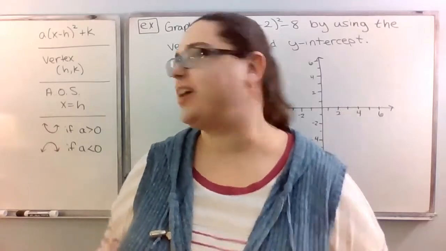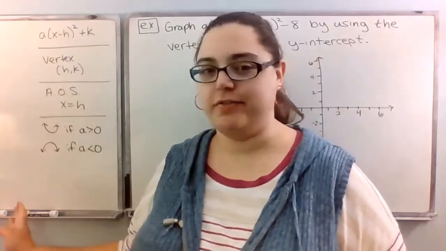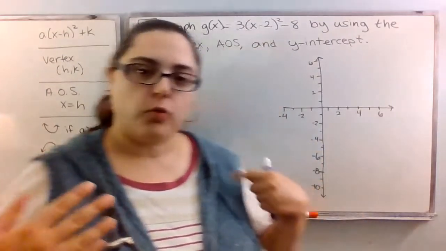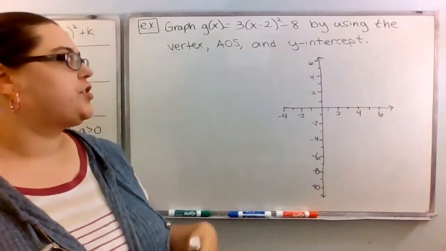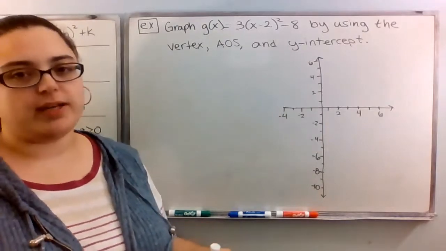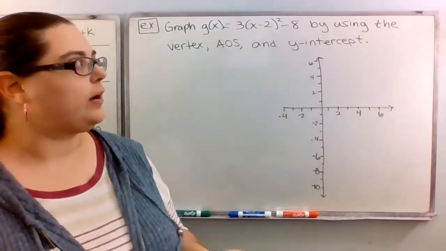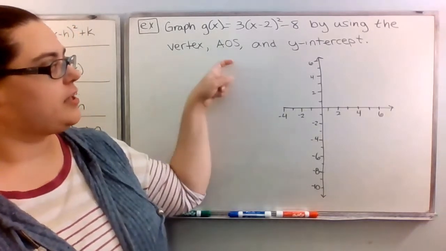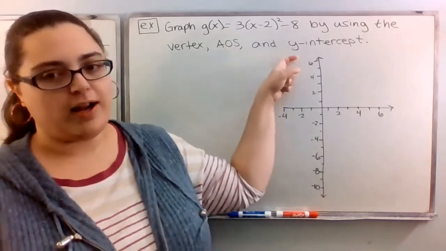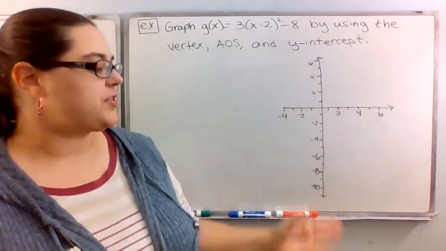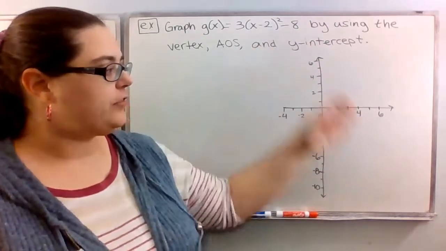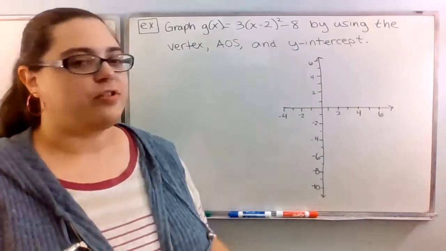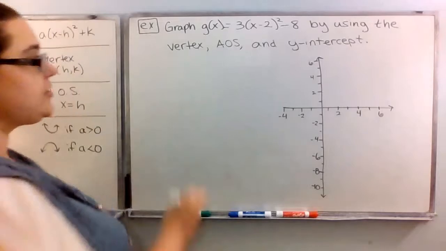I've copied down a summary form of our information about the vertex form of our function. For this example, we're going to graph g of x, which is equal to 3 times (x minus 2) quantity squared minus 8. To do this graphing, we're going to use the vertex, the axis of symmetry, and the y-intercept. I've also set up some graphing space in advance. So the first thing we're going to do is find the vertex.